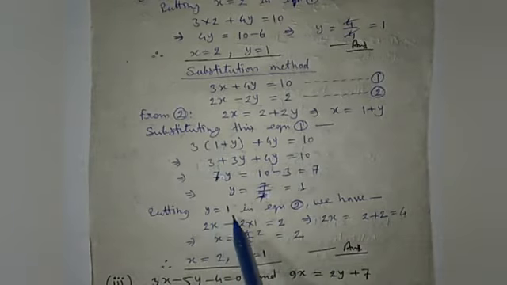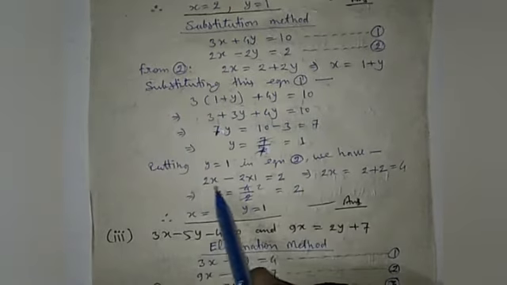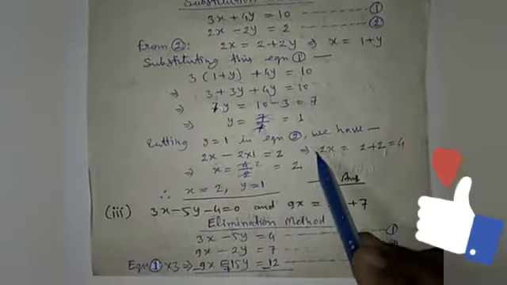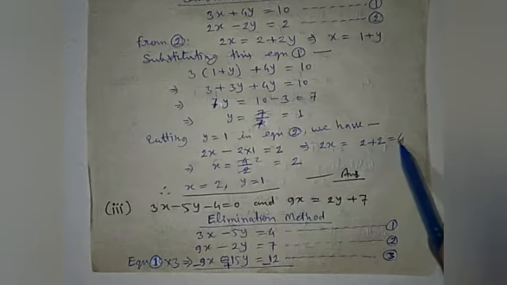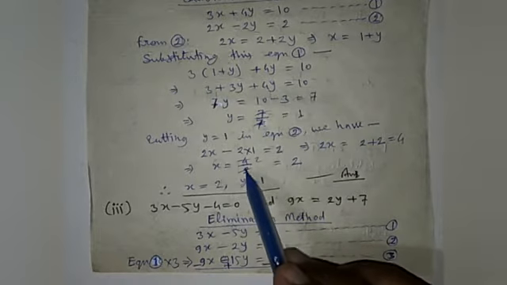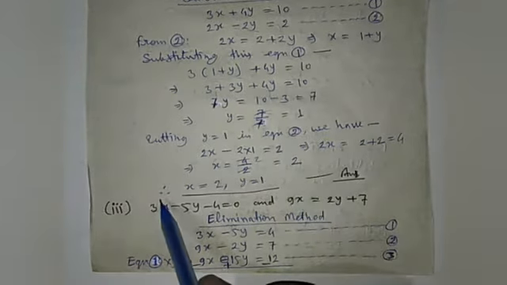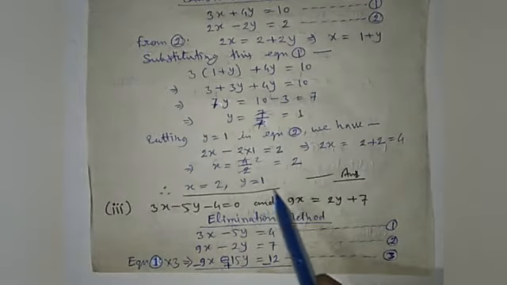Putting the value of y equal to 1 in equation 2, we have 2x minus 2 into 1 equal to 2. So 2x equal to 2 plus 2, that is 4. So x equal to 4 upon 2, which is equal to 2. Hence the solution is x equal to 2 and y equal to 1.